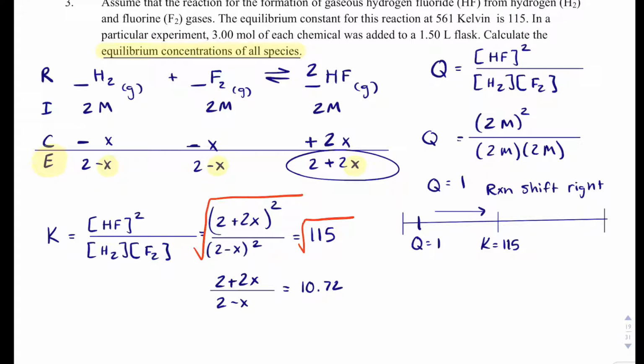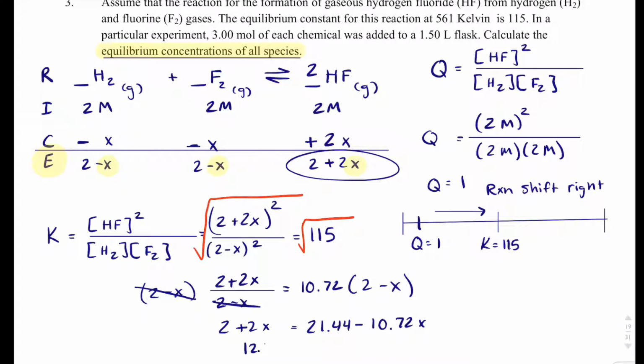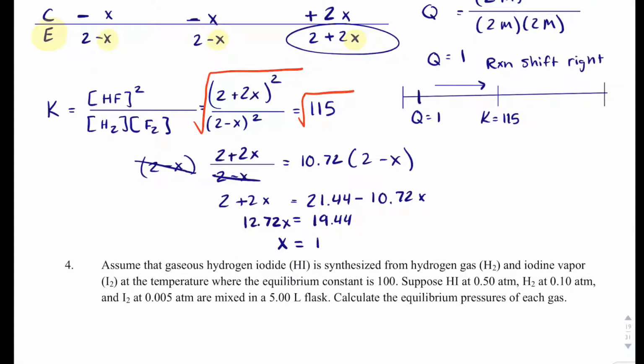And so now I can multiply each side by 2 minus x. That cancels 2 minus x, and I'm left with 21.44 minus 10.72x equals 2 plus 2x. I can combine like terms, and I get 19.44 equals 12.72x, I should say. X ends up equaling 1.53. Now this problem is almost done.